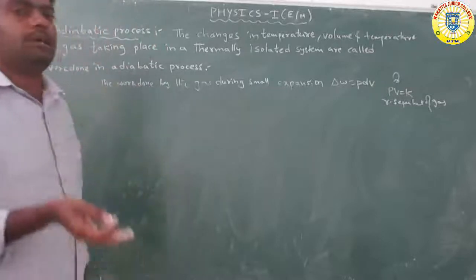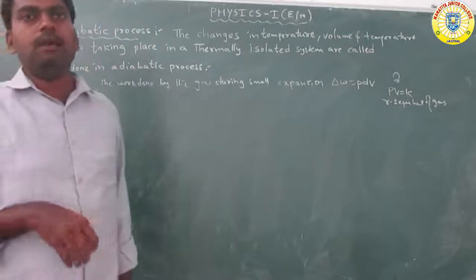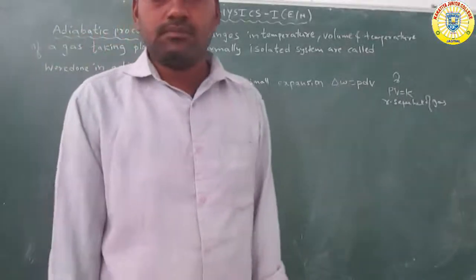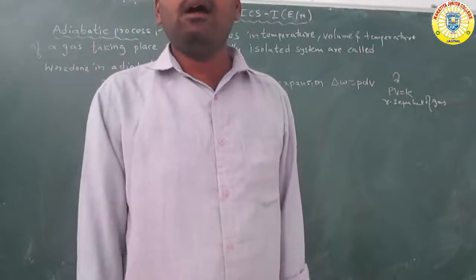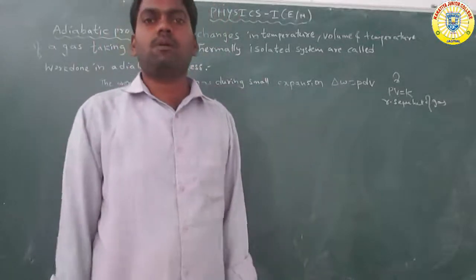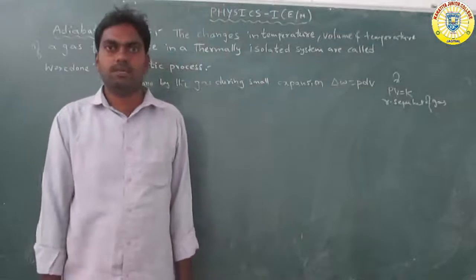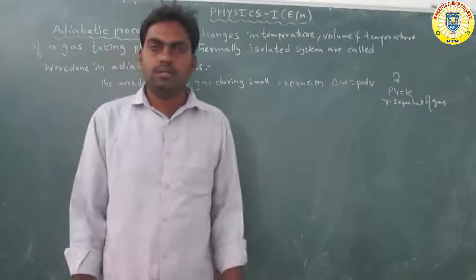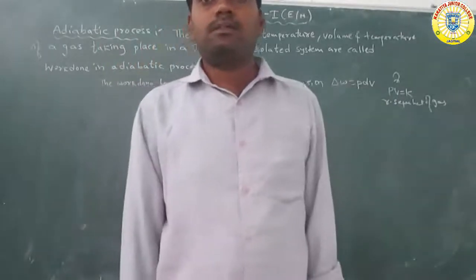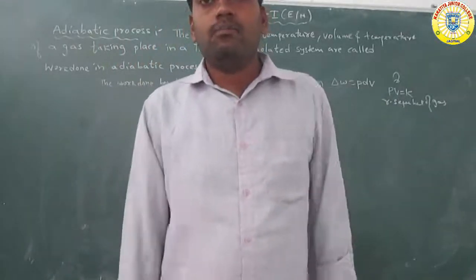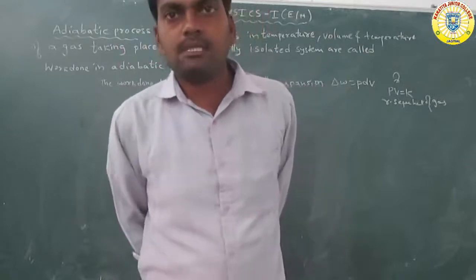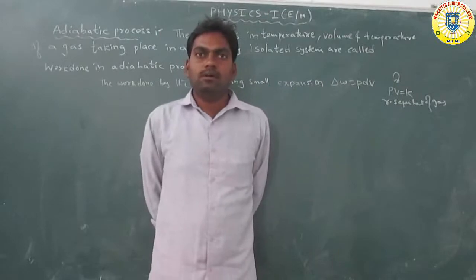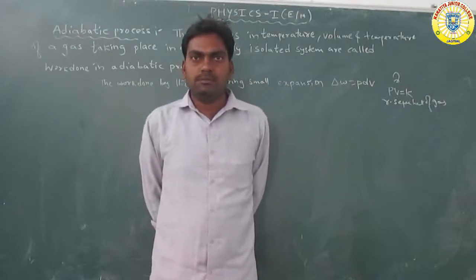The temperature and volume change, and the pressure also changes, but the system remains thermally isolated. A thermally isolated system is called an adiabatic process. In the last class we discussed the work done by the gas in an adiabatic process and also in an isothermal process.